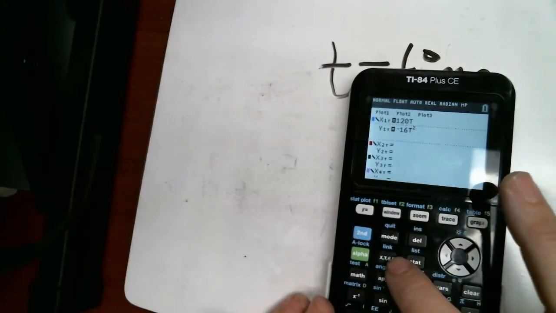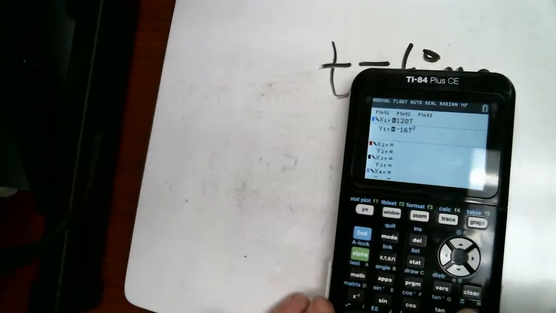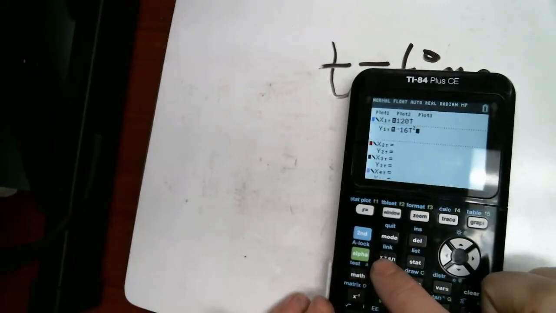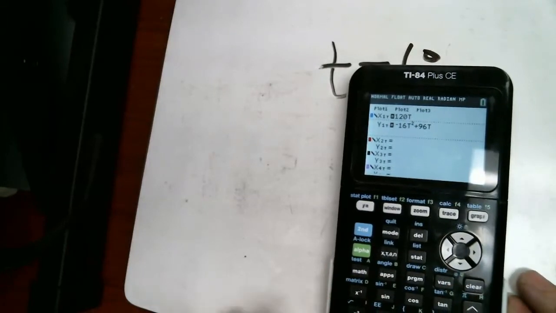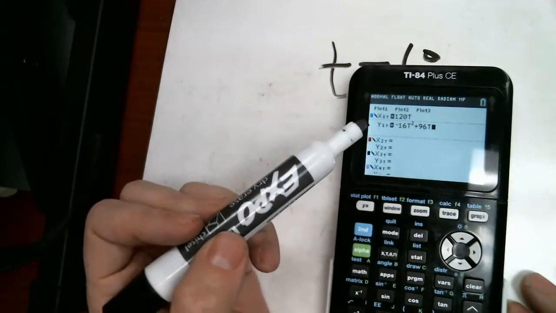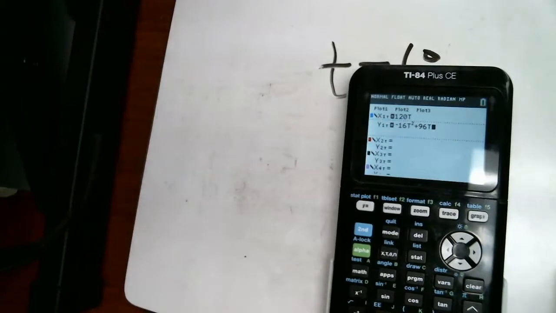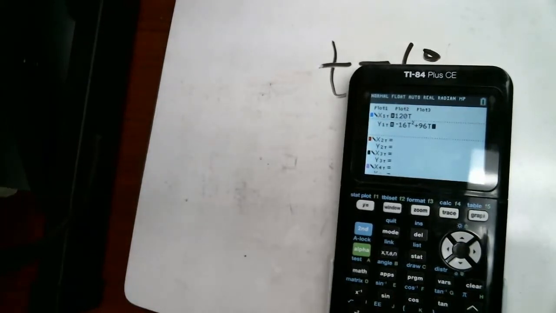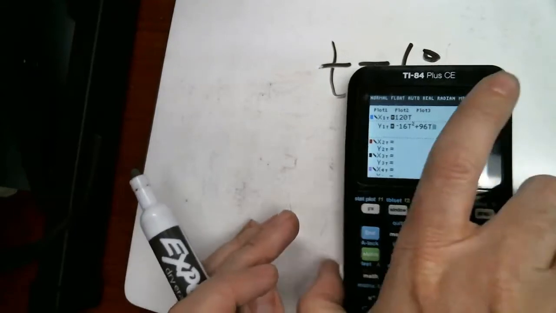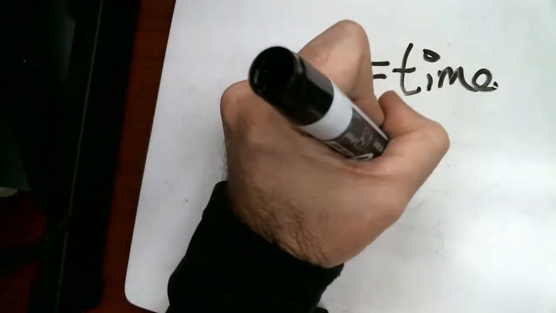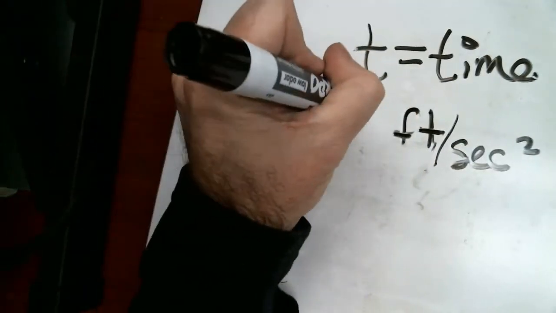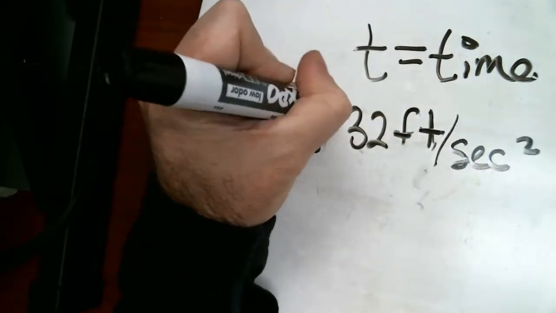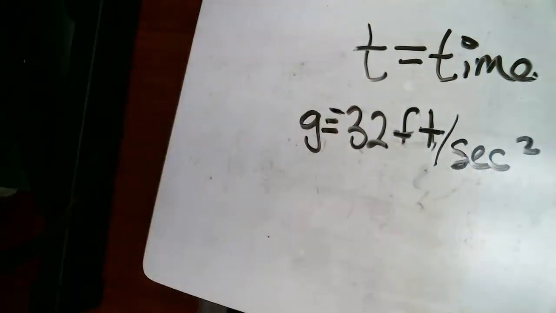The t can be accessed by pushing the X,T,theta,n button. Since we're in parametric mode, t will pop up. Plus 96t. The reason this should look familiar is because this is like what we did in physics. Instead of using negative 4.9 like we did in physics class, they're using negative 16 because they're going to be doing things in feet per second squared. They're going to be doing acceleration due to gravity as negative 32 feet per second squared.